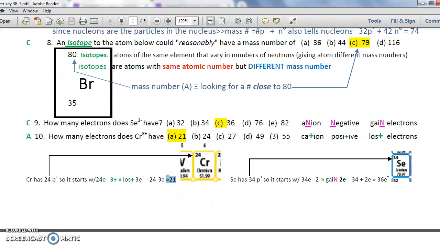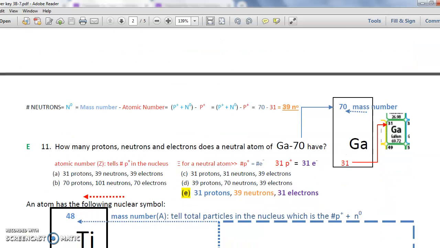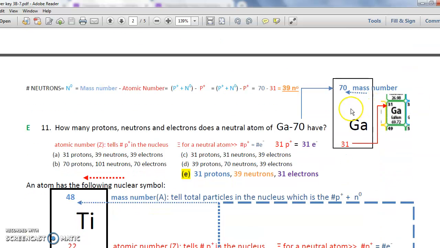All right. Next set of questions. Here they've given us the fact that we have a neutral atom of gallium-70. Gallium-70 is hyphen notation. In hyphen notation, they either give you the symbol followed by the mass number, or they write the word out, hyphen mass number. They give us the mass number.